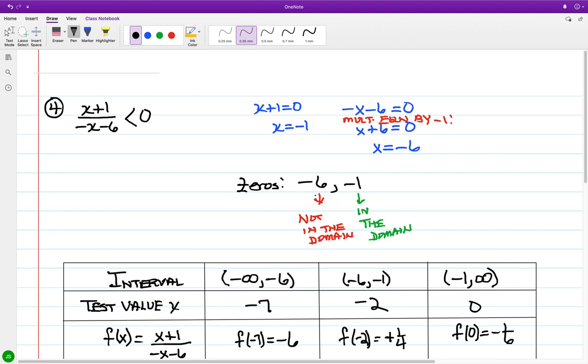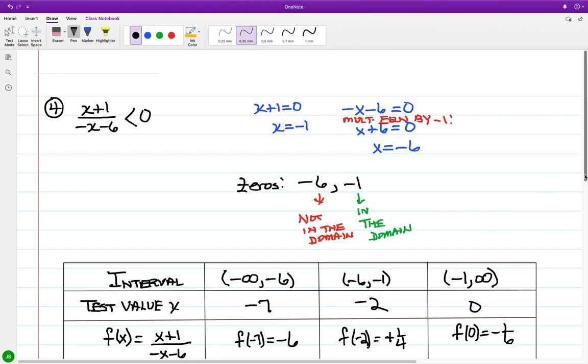And again, if I have x at -6, the denominator would be 0 in value. For a rational expression to be defined, we cannot have a 0 valued denominator. So -6 is not in the domain, but we're going to use it in the table setup. -1 is in the domain. If x equals -1, x plus 1 becomes 0, and you can have a 0 numerator as long as you do not have a 0 valued denominator.